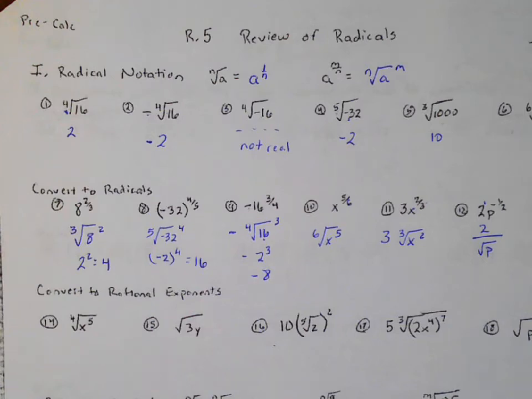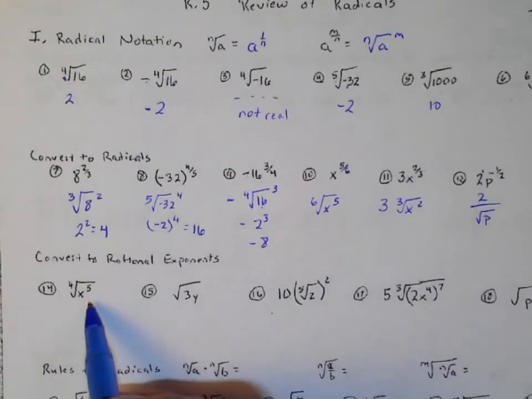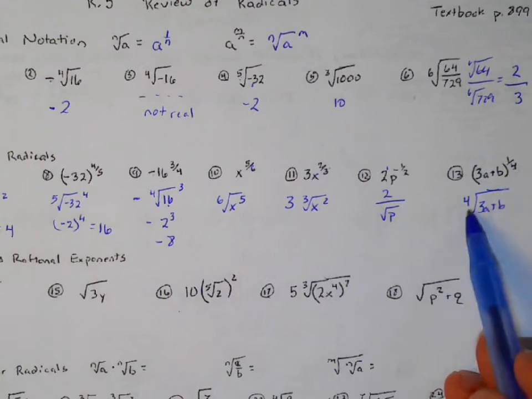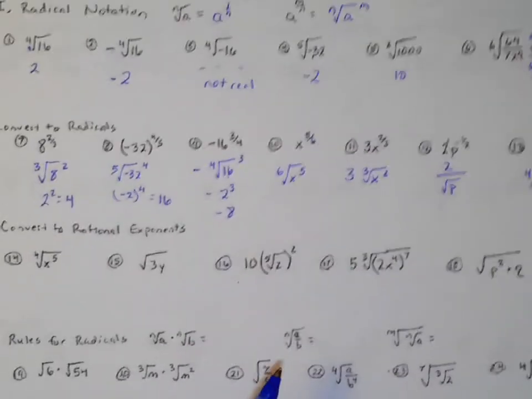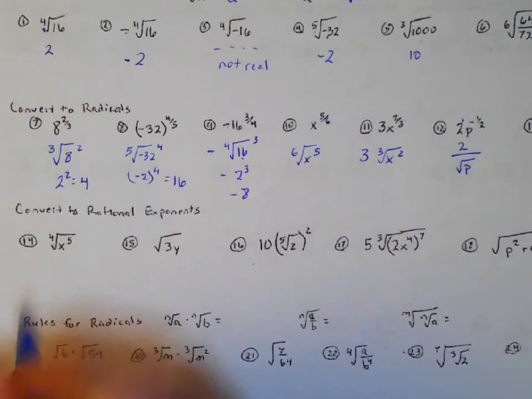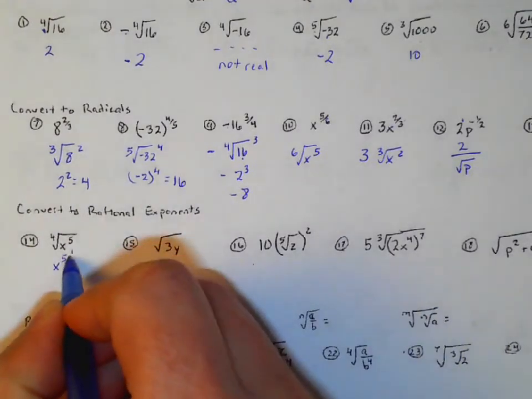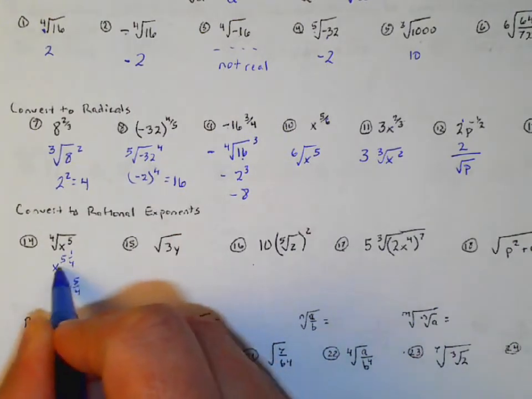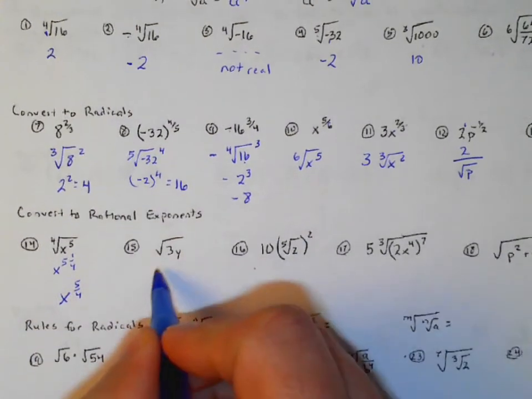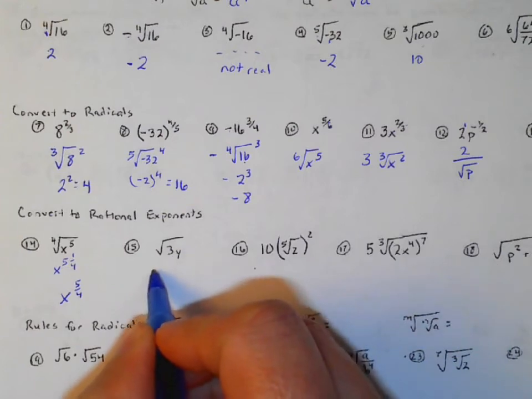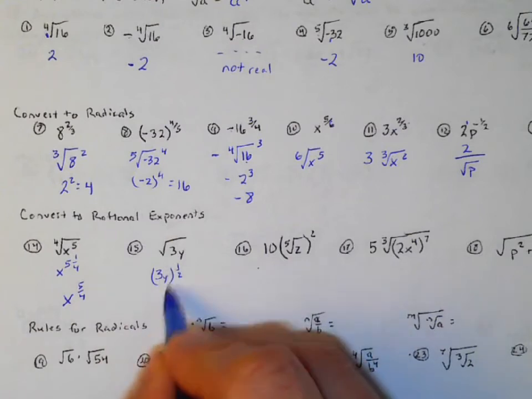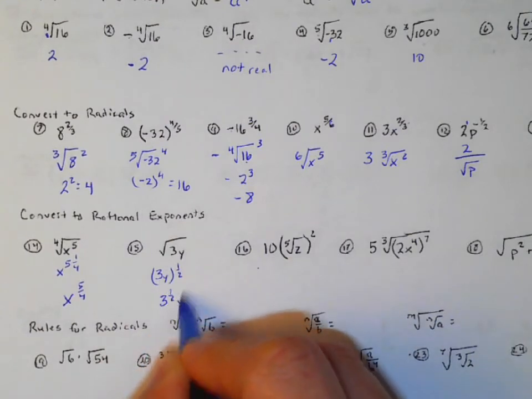Okay, so we also want to go the other way around and convert these to rational exponents. Oh, sorry, you couldn't see that last one. Fourth root, 1/4 is the fourth root of that. Okay, so let's convert them. This would be the same as x to the fifth to the 1/4, so it would be x to the 5/4, right? You multiply those together. This would be 3y to the 1/2. Another way to write that is 3 to the 1/2 and y to the 1/2.